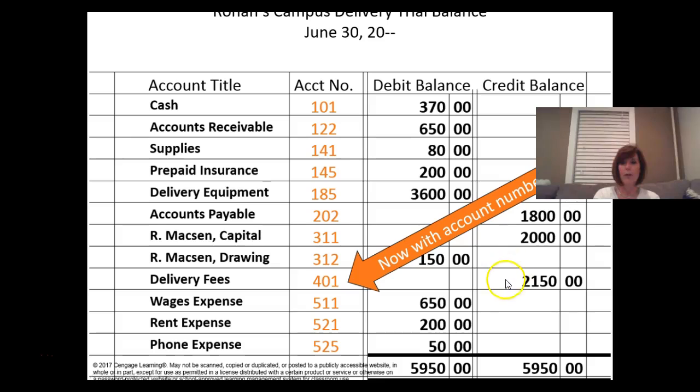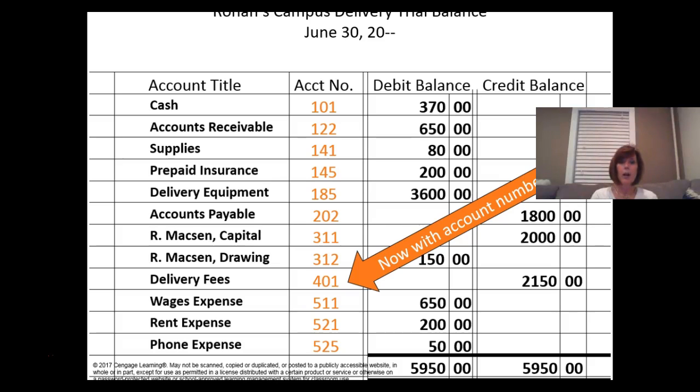So you see our revenue is a credit balance. Our expenses, which will offset that, will be debit balances. When we add the column of the debits and we add the column of the credits, they equal. And that means we are in balance. If they don't equal, we've made a mistake somewhere along the line.